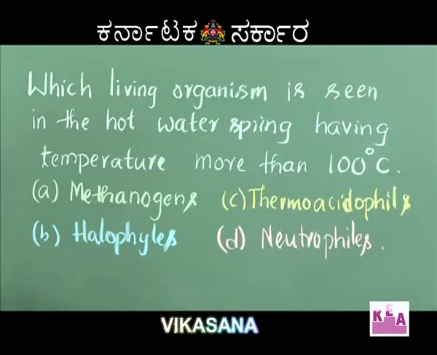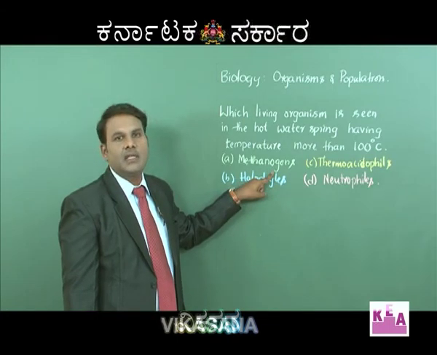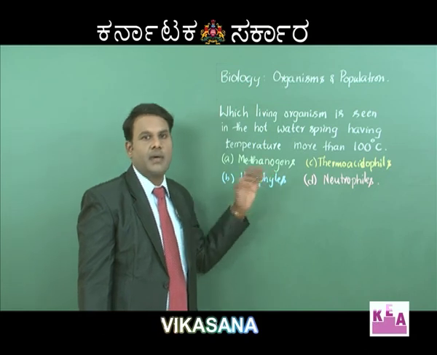Let us take up one question. Which living organism is seen in the hot water spring having temperature more than 100 degrees centigrade? There are four options. The first option A is the methanogens. The methanogens are anaerobic bacteria which release methane gas which can be used as biogas.